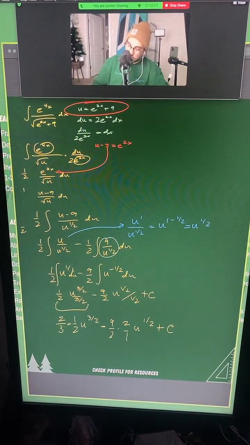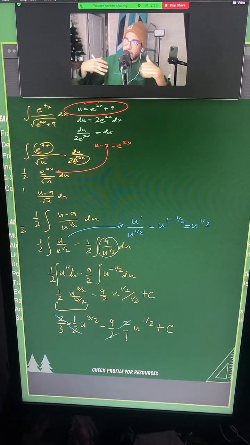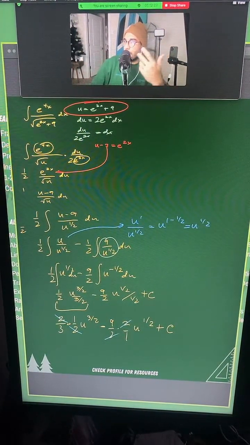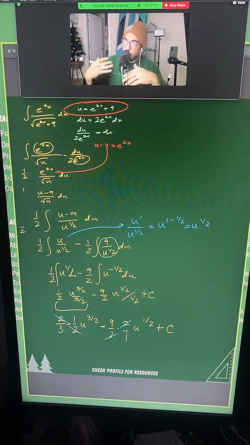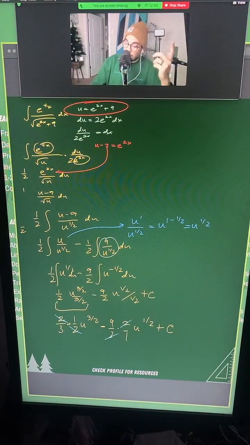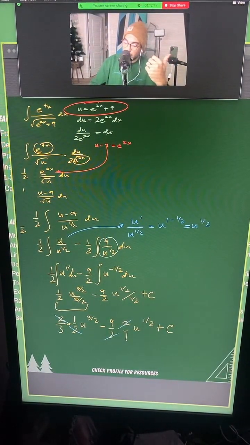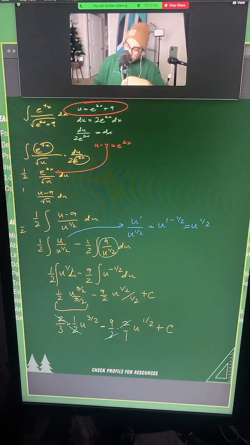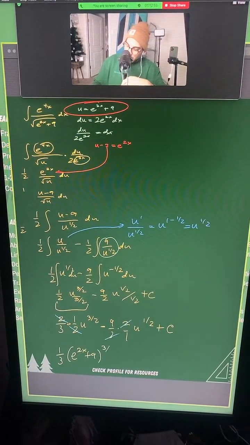I'm going to do a couple of things. The first one, I'm going to cancel out the 2's from the top and the bottom. And then I'm going to cancel out the 2 from the top and the bottom in that second term. And now I'm just going to rewrite everything with the u value. Yes, I will wait for the screenshot. Give me 1 second, okay? So let me just rewrite everything in terms of x now, because up on top, don't forget that u was equal to e to the 2x plus 9. So this is 1/3 (e to the 2x plus 9) to the power of 3/2, minus 9 (e to the 2x plus 9) to the 1/2, plus c.